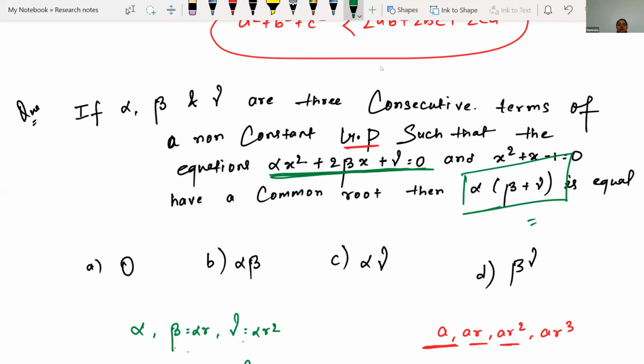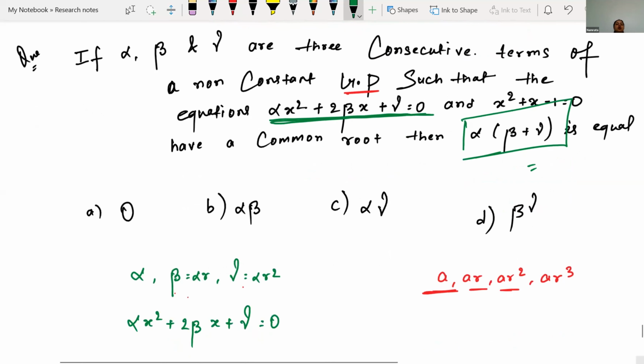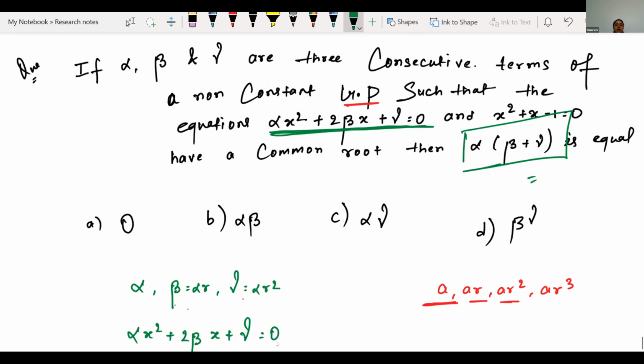There are three roots, alpha, beta, gamma, and these three roots are in geometric progression, such that the given two equations, this and this, have a common root. Then we have to find the value of alpha in bracket beta plus gamma.